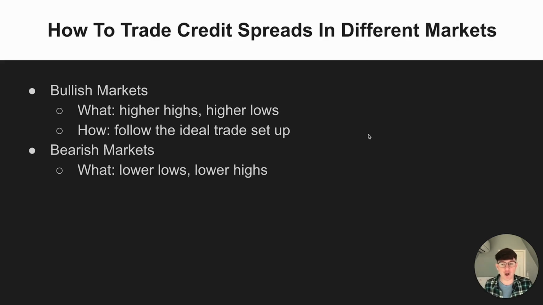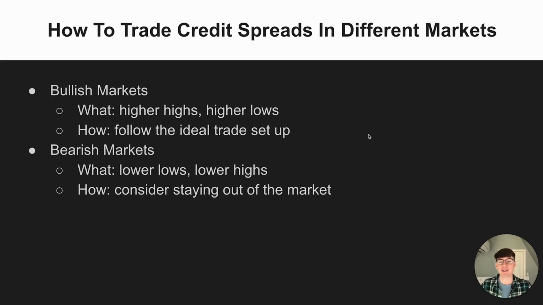Now, if we're in a bearish market, which means lower lows and lower highs, the market continuously going down, we should consider just staying out of the market as a whole. Why? Because put credit spreads do not make money when the market is trending down. So there's no reason to get into them at that point unless the market starts reversing, but that's a different story. If the market is consistently trending down, you want to stay out. You can even reverse it and do a call credit spread instead, which will make money to the downside, but that's a different game.